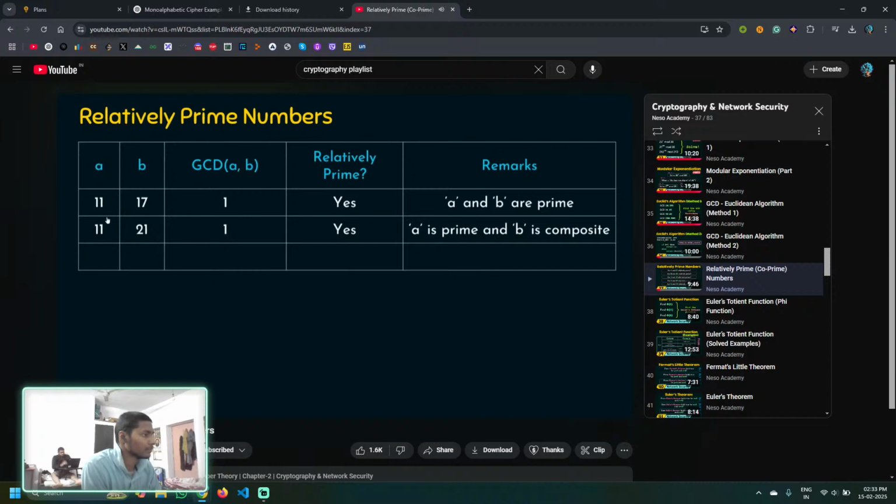So in the second scenario, where one is a prime number and the other one is a composite number, A is a prime number and B is a composite number, but still they are relatively prime to each other. Can we conclude like this? If any one of the numbers is a prime number, then it should be relatively prime. No, we cannot conclude like this.